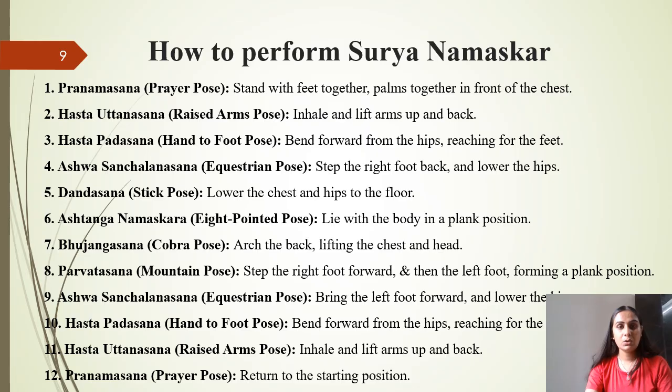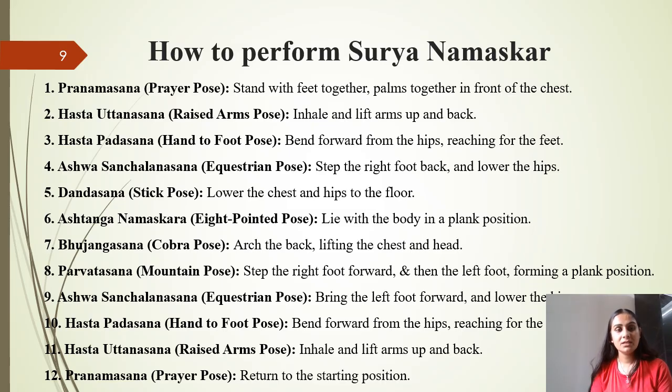So the next one is how to perform the Surya Namaskar. The 12 steps included in the Surya Namaskar are: first one is Pranamasana, that is prayer pose. You have to stand with feet together, palms together in front of the chest like this. In the second step, you have to inhale and lift your arms up and back. It is also known as raised arm pose. In the third pose, Hastpadasana, also known as hand to foot pose, you have to bend forward from the hips, reaching for the feet.